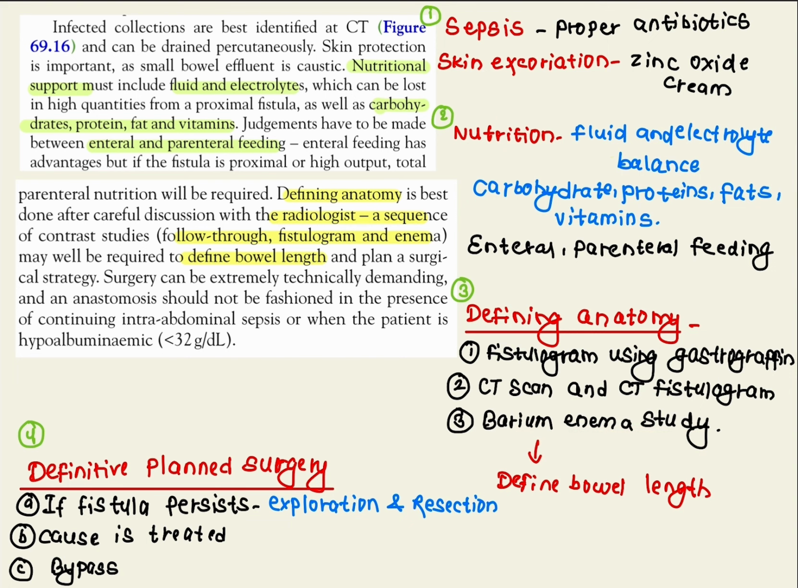After defining the anatomy, we go for P, planned surgery, that is definitive planned surgery, where if the fistula persists, then the fistula needs to be explored and resection needs to be done. After that, the underlying causes that we have discussed before need to be treated. After that, if a bypass is required, it needs to be done.